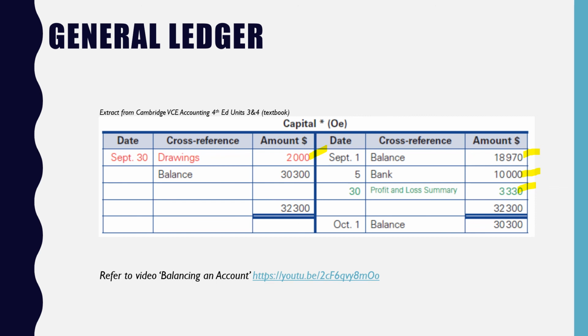Once we have posted all the entries, we also need to balance the capital account, because this is an owner's equity account, which is a balance sheet item, and therefore we balance it and we bring forward the net balance of $30,300 to the new period.